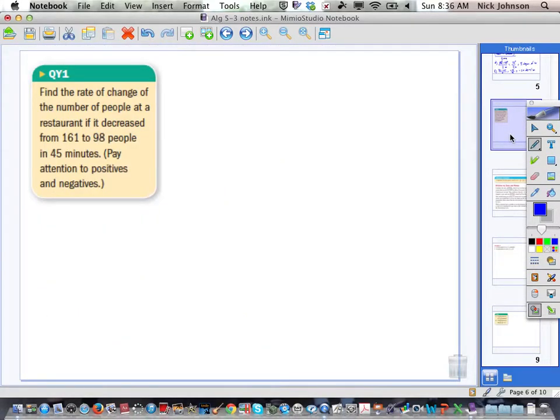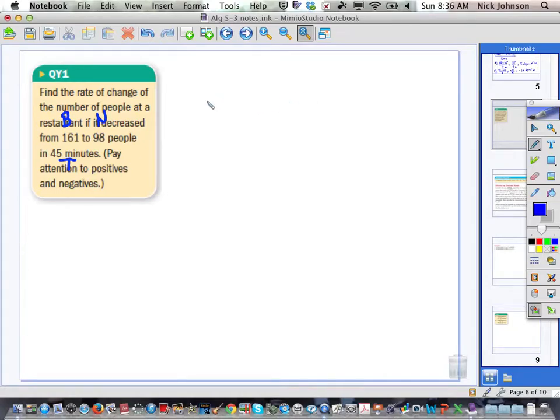Find the rate of change of the number of people at a restaurant if it decreased from 161 to 98 people in 45 minutes. Well, here's my before. Here's my now. We didn't have to have them tell us that it decreased. We can see it, 161 to 98. This is my time. Okay?